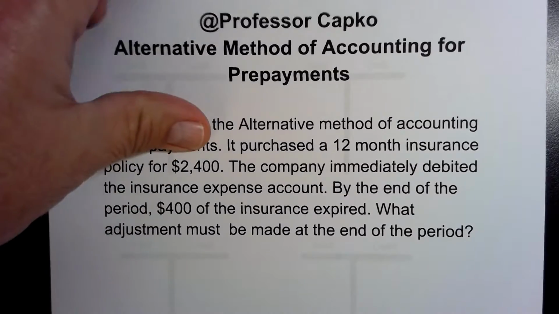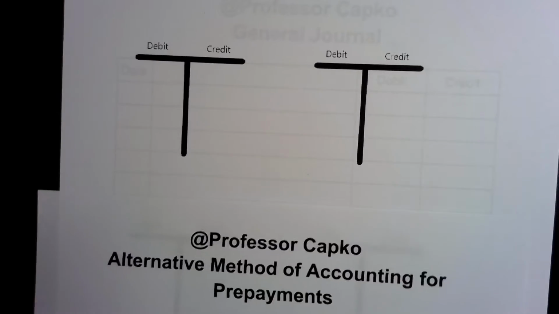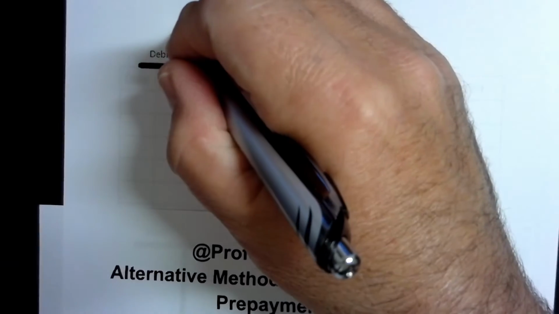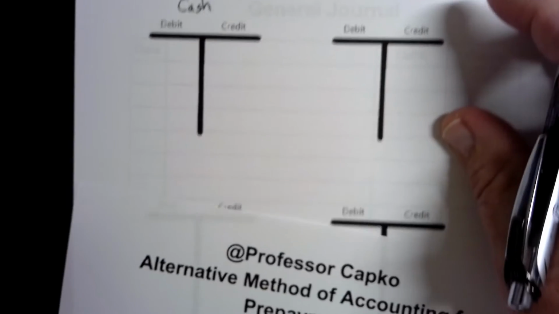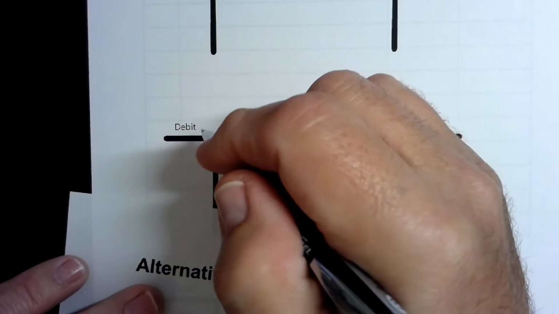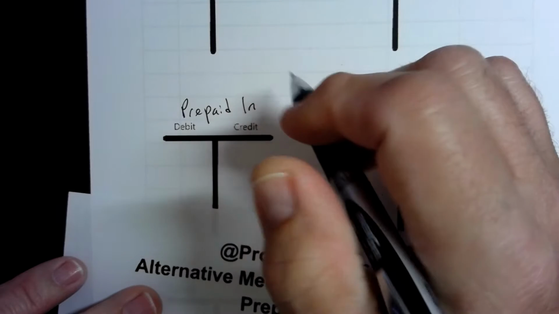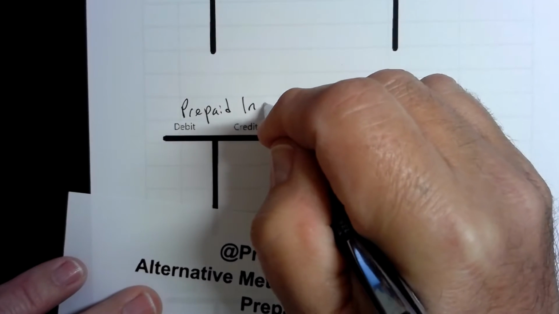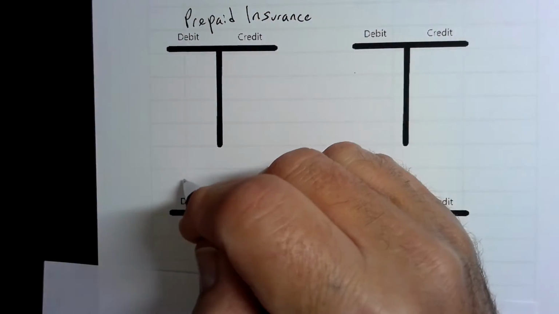I like to use T accounts first to show these transactions. I'm going to start first with cash, and we're going to have an account here called prepaid insurance. And that, of course, is an asset account. And then I have an account here called insurance expense.